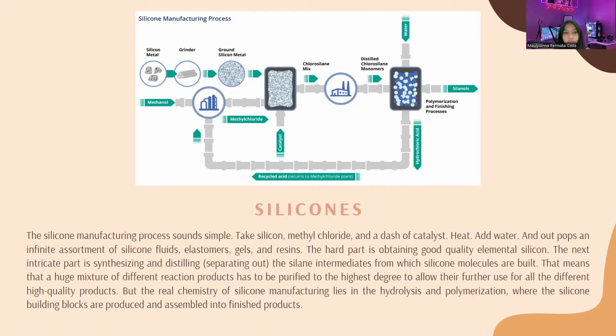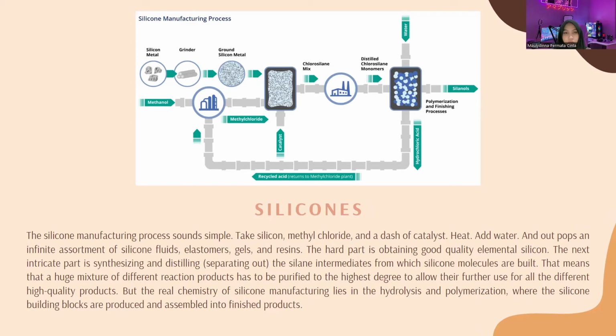The next intricate part is synthesizing and distilling or separating out the silane intermediate from which silicone molecules are built. That means that a mixture of different reaction products has to be purified to the highest degree to allow their further use for all the different high quality products. But the real chemistry of silicone manufacturing lies in the hydrolysis and polymerization, where the silicone building blocks are produced and assembled into a finished product.